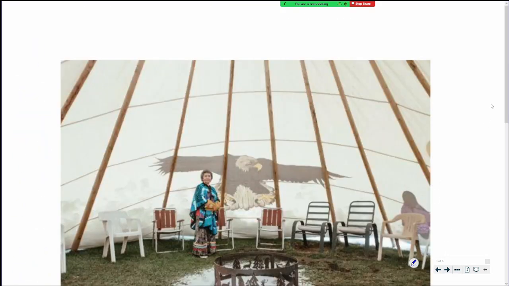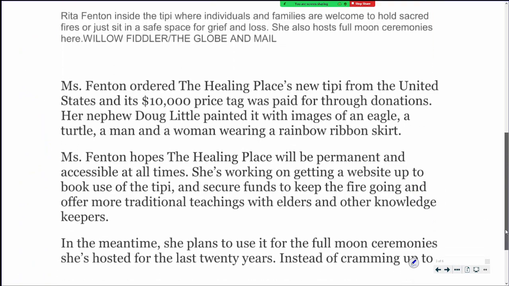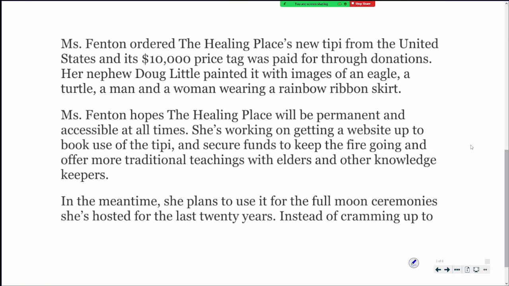Okay, what was I on? Paragraph 7, so paragraph 8. Miss Fenton ordered the healing place's new teepee from the United States, and its $10,000 price tag was paid for through donations. Her nephew Doug Little painted it with images of an eagle, a turtle, a man, and a woman wearing a rainbow ribbon skirt.